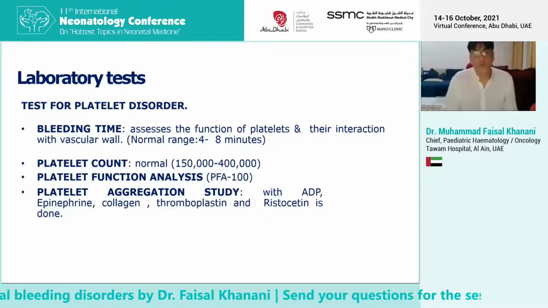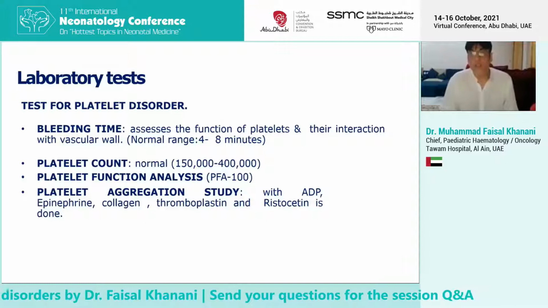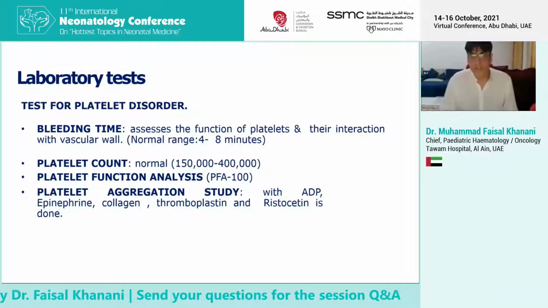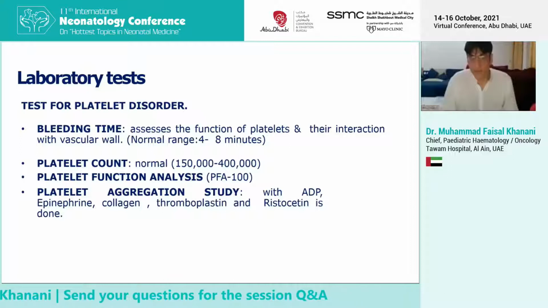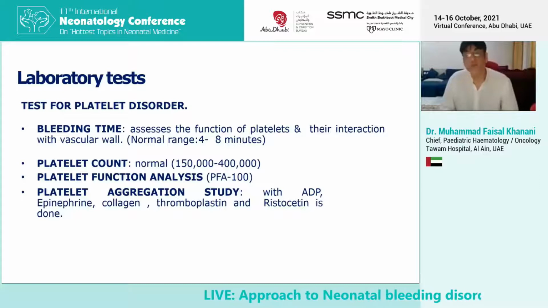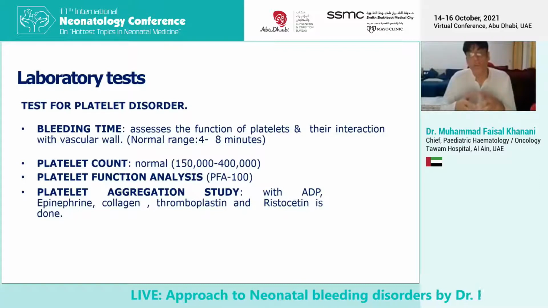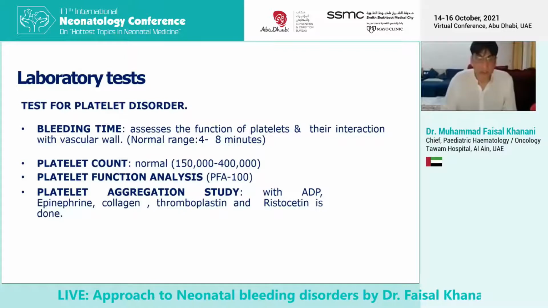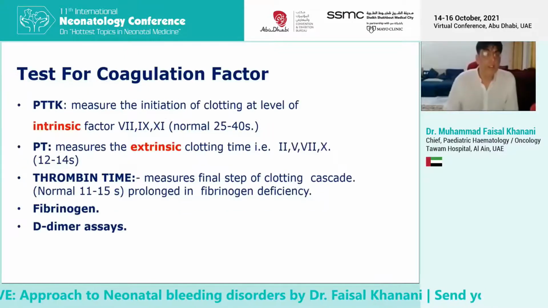For testing platelet disorders, we don't do bleeding time anymore. The best thing is a complete platelet count. PFA-100 can be done in neonates now, but the lab has to be qualified, because there are different reference readings of platelet function assays in neonates and children. Fortunately the PFA-100 and aggregation are done in Tawam, and we are the only center at the moment doing it. The values are already verified and correlate with the normal ranges.